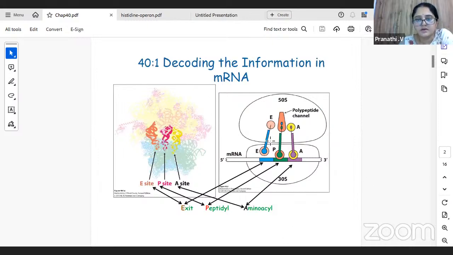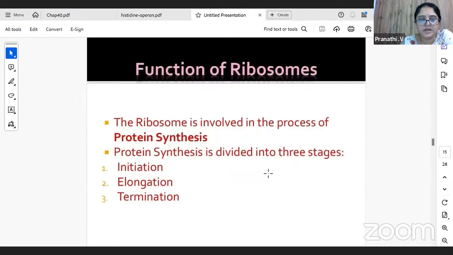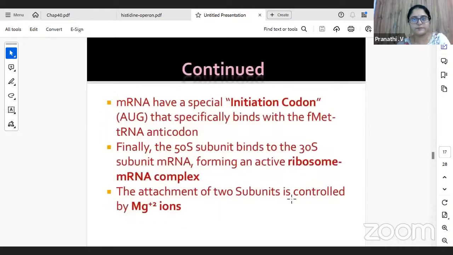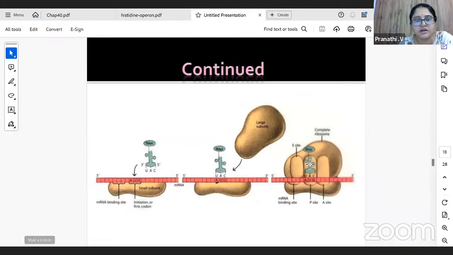Whenever the units of ribosomes come together, you have three types of components present, which include your initiation codon. So the 50S subunit actually binds to the 30S subunit on the mRNA. This forms the active ribosome, or ribosome mRNA complex. This is attached with the help of magnesium ions. This causes the formation of the active ribosome complex.